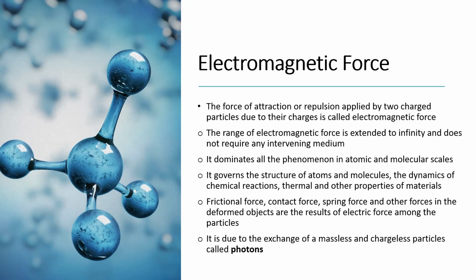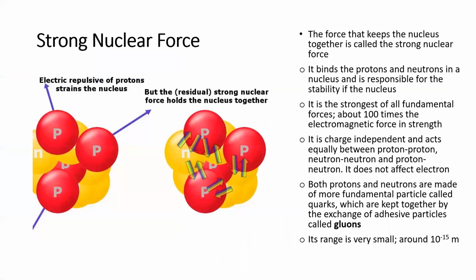And so let us see the next kind of force, called the strong nuclear force. Now, strong nuclear force exists only between two kinds of particles. What are they? Protons and neutrons. It doesn't affect the electron at all.